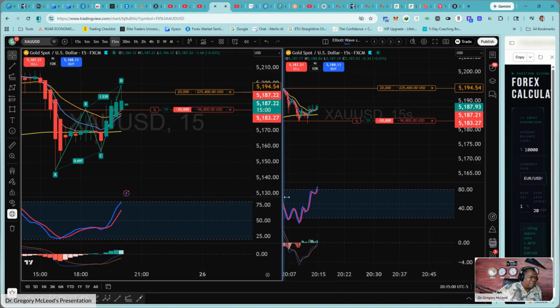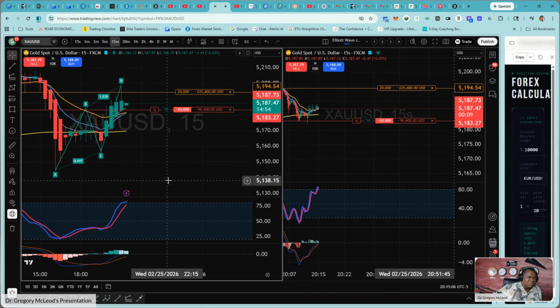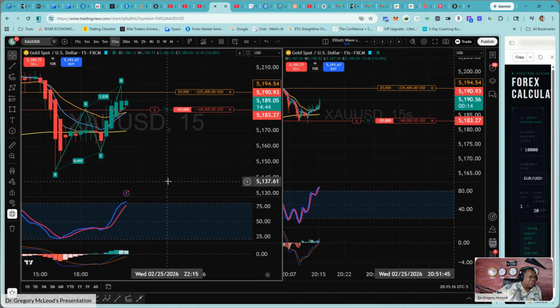MACD with a 0 line. We're back. Okay, what? Small body inside day candle inside the 15-minute chart. The 15 is really pushing up.